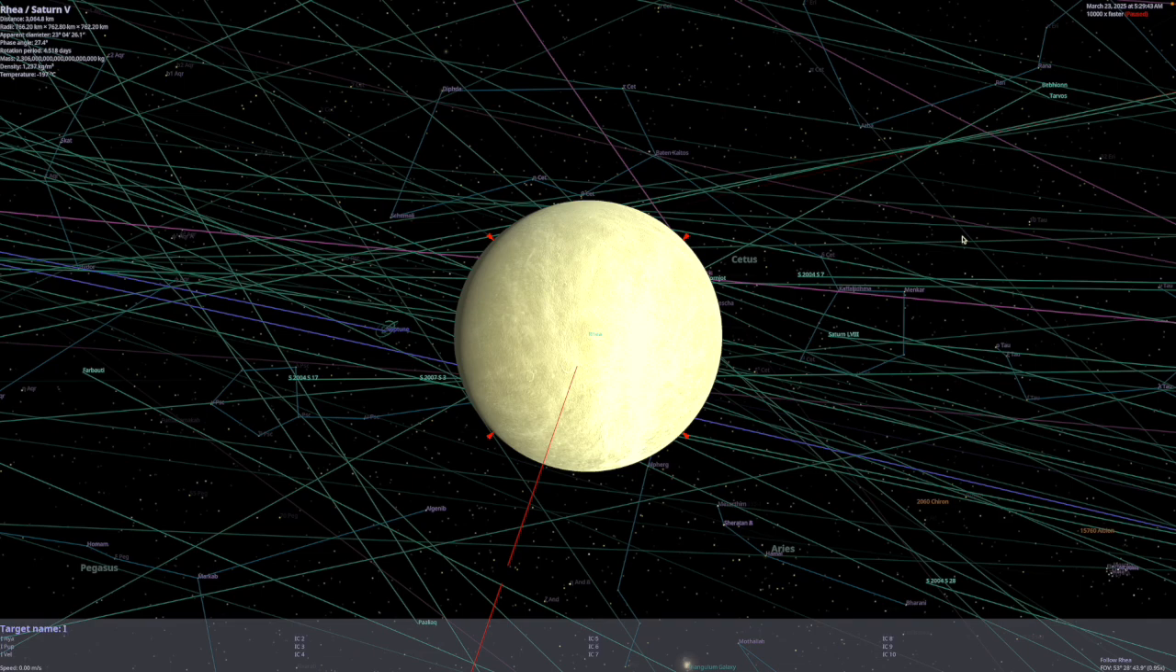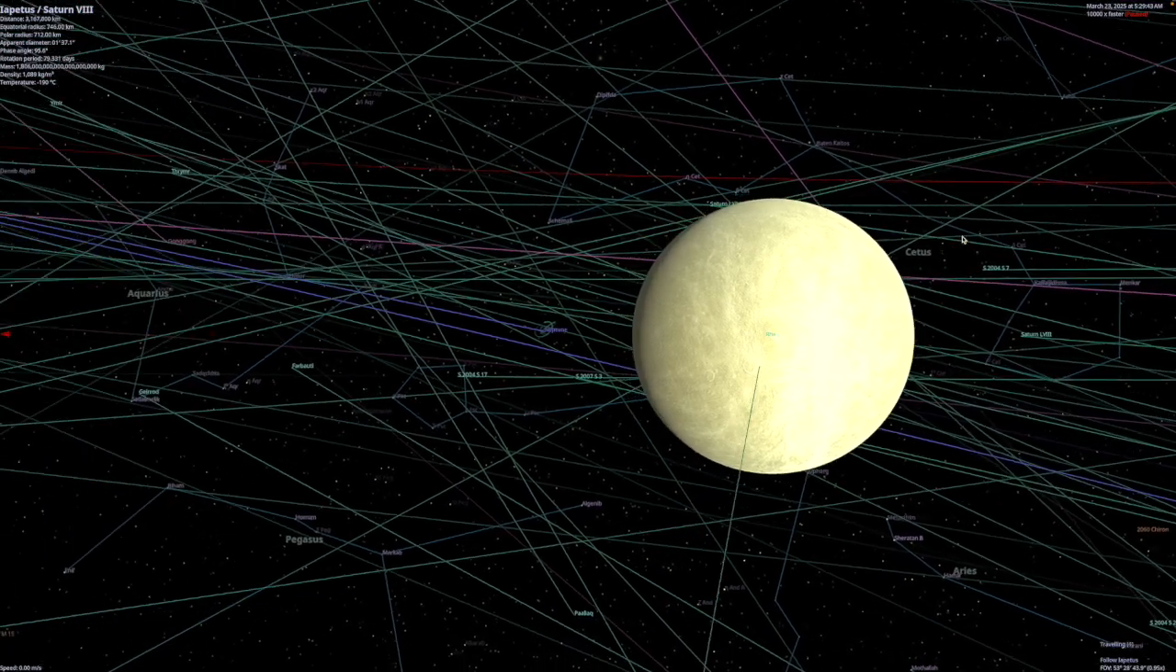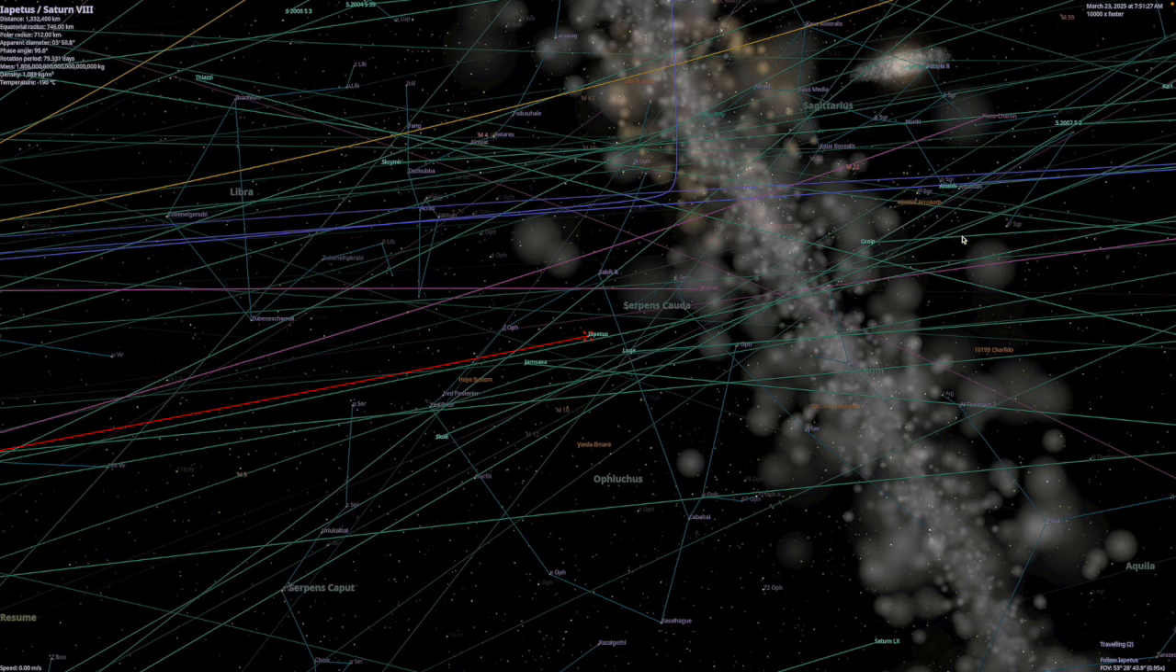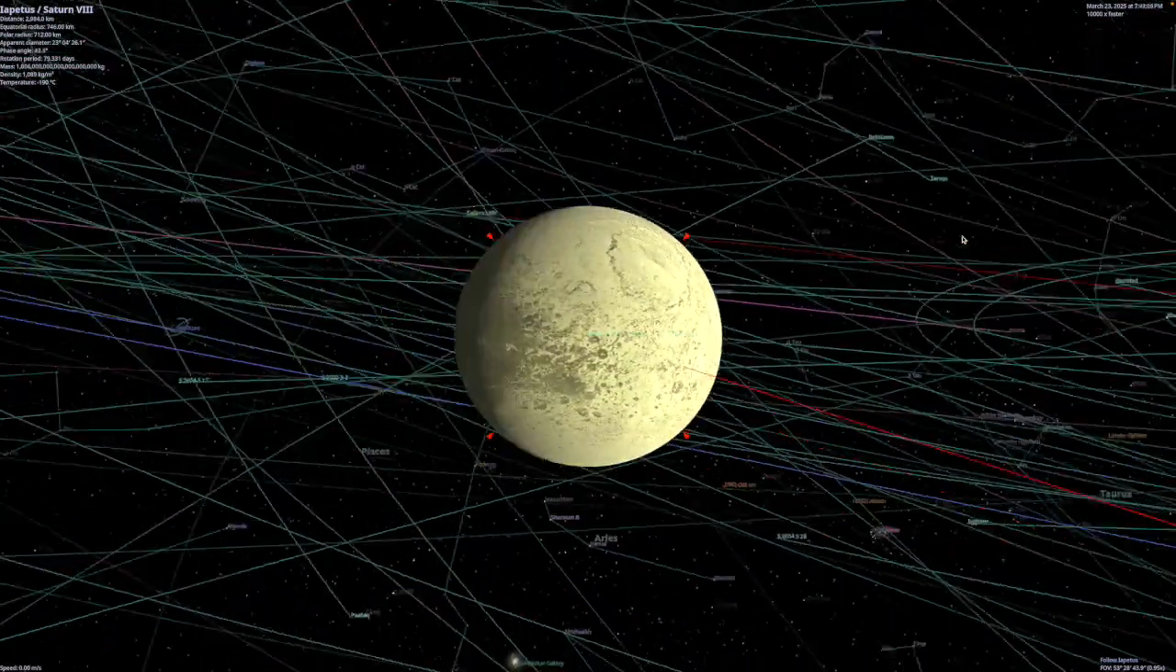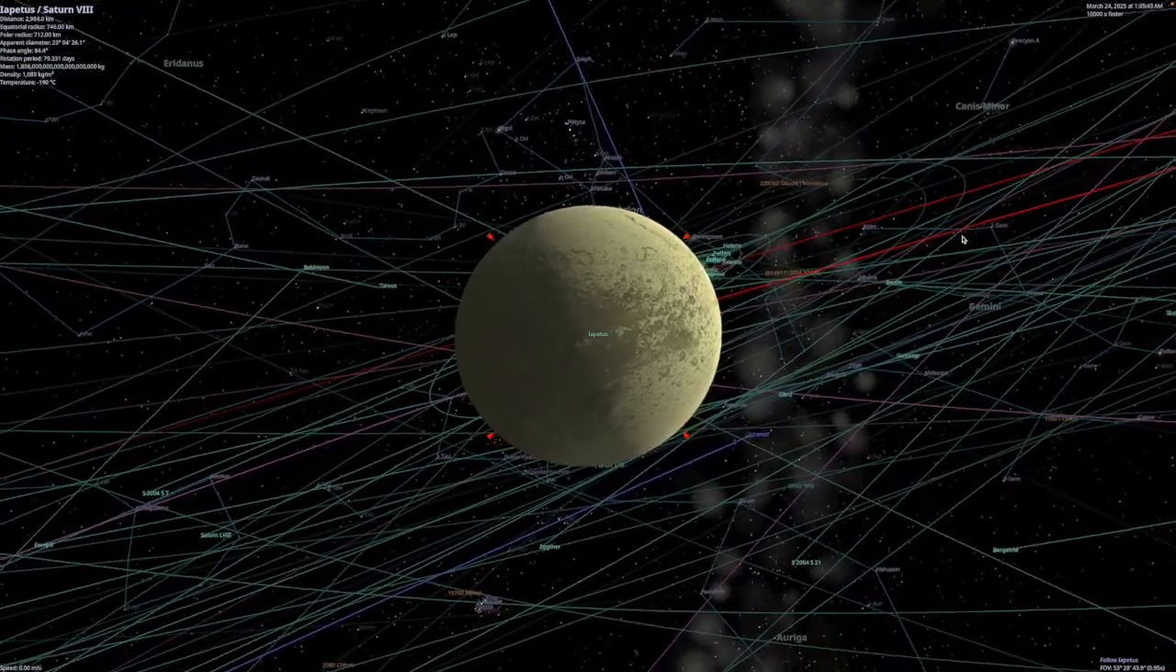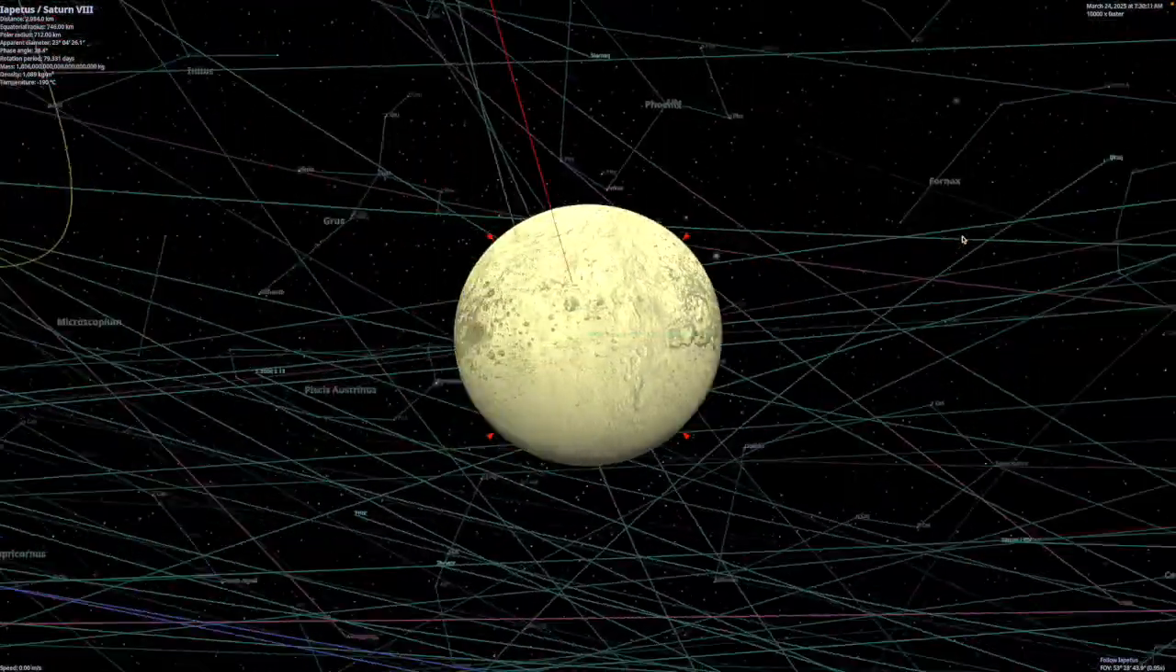Next is Iapetus. People call Iapetus the yin and yang of the moons because half of its surface is dark and half of it is white. Here it is. And you can see here why they call it yin and yang.